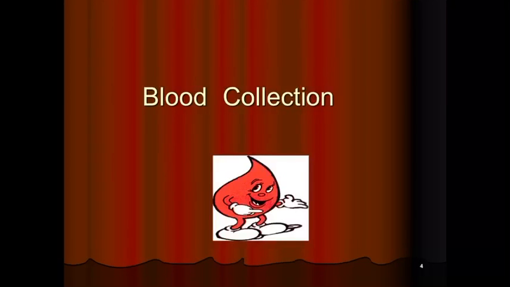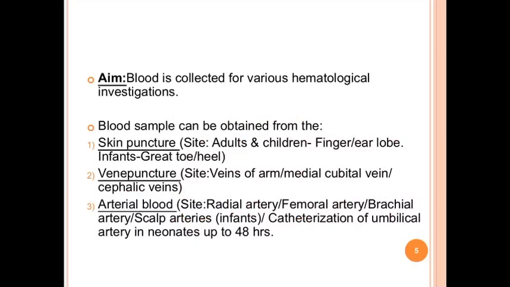So first we will start with the blood collection. The aim of the blood collection is that it is collected for various hematological investigations. The blood sample can be obtained from various sites. First is skin puncture, second venipuncture, and third is arterial blood.